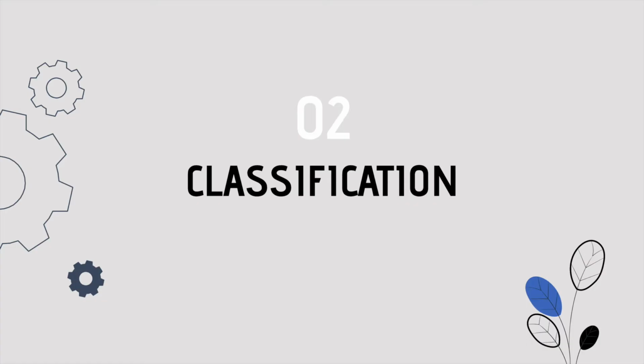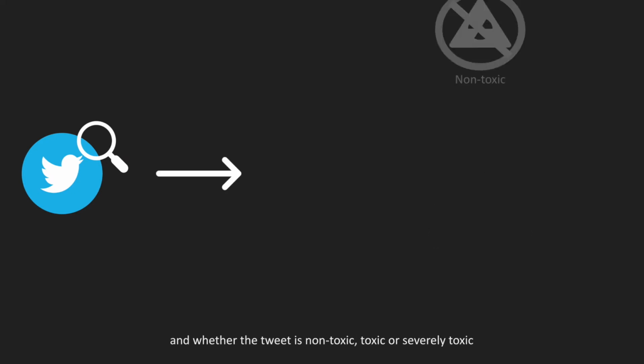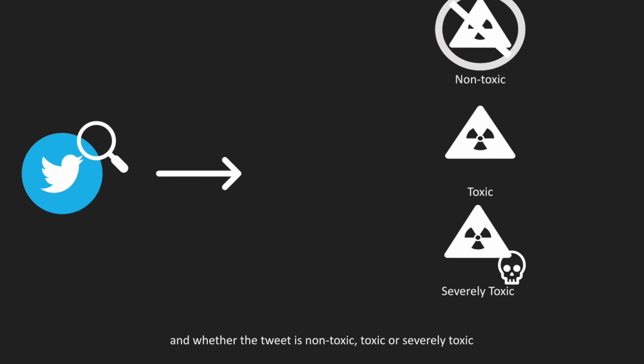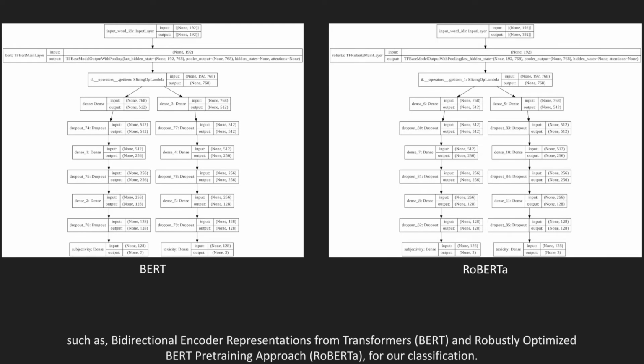Now we will move on to the section on classification. Our team's classification tasks are subjectivity and toxicity classification, where we are required to classify a tweet as either subjective or objective, and as non-toxic, toxic, or severely toxic. To tackle this multitask classification problem, we decided to use pre-trained state-of-the-art transformer-based machine learning models, such as BERT and RoBERTa, for our classification.